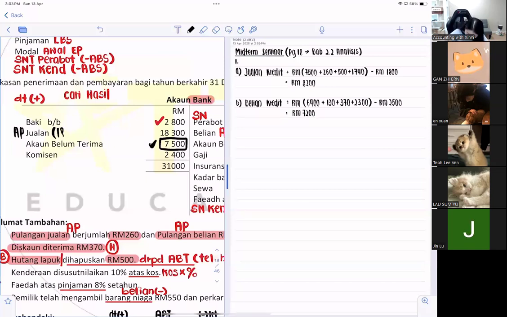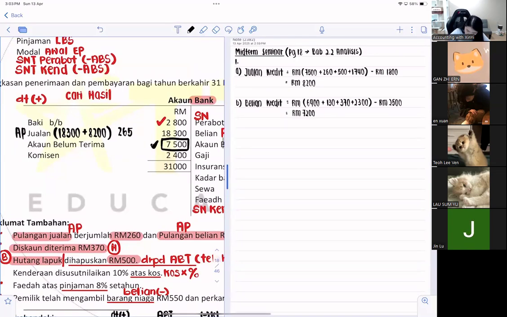At first, we already have a 18,300 receipt. And the ones that are not received yet is 8,200. So in conclusion, this year's jualan is equals to 26,500 in total. Is that okay? So we're getting the jumlah jualan instead.